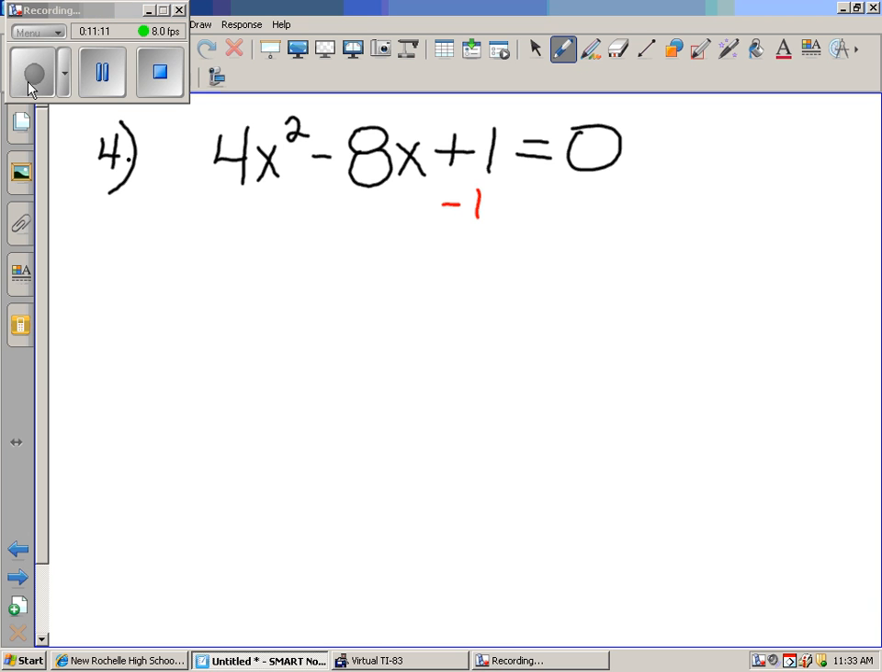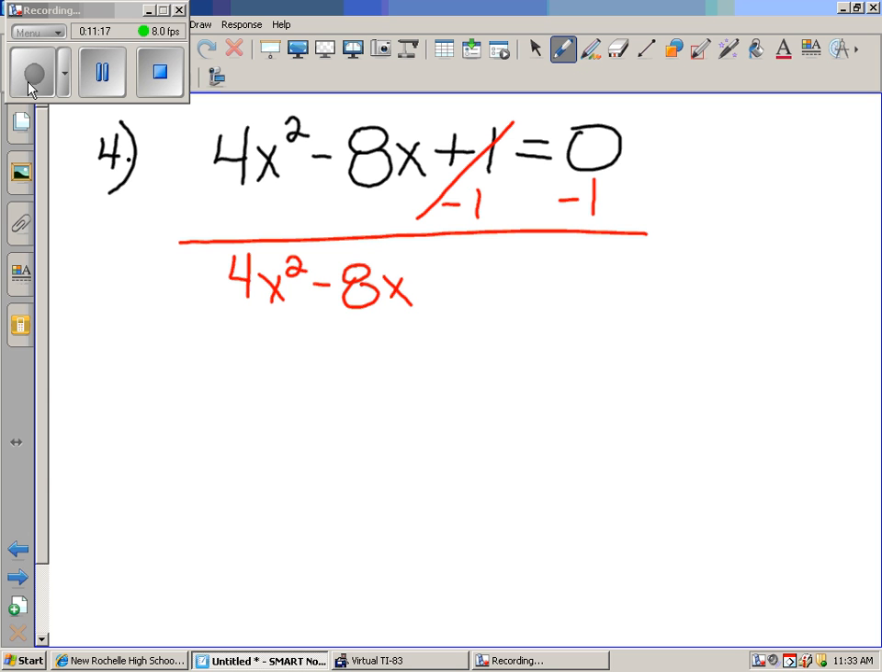Let's move this 1 over. Okay. So then we get 4x squared minus 8x equals -1. Then what do we do next? Got to divide everything through by 4, right? Because the rule states you can only do completing the square when you got 1x squared.